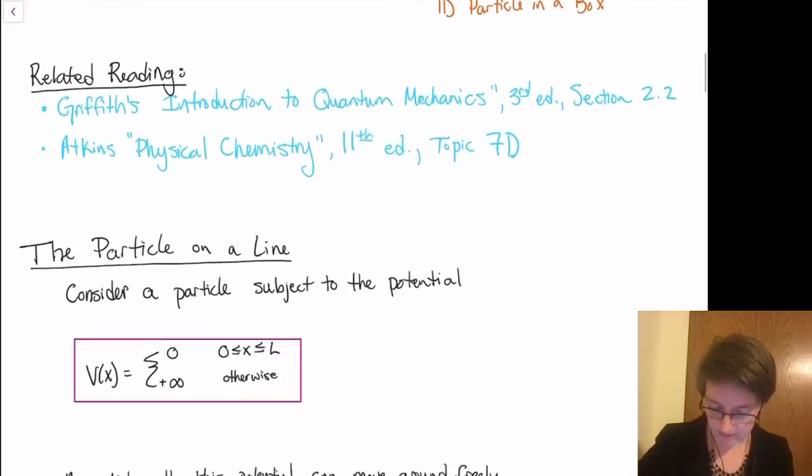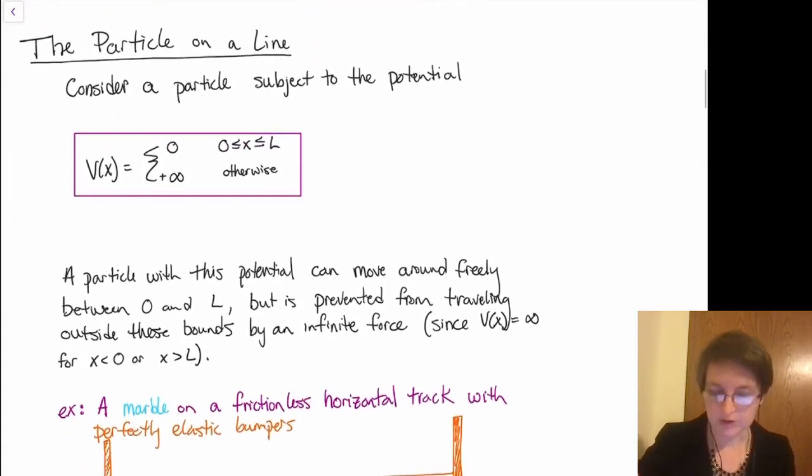So what is this particle on a line? We're going to introduce what may seem at first to be a fairly dry potential. We're going to consider an arbitrary particle, and its potential is going to be defined by the piecewise function V of x is equal to 0 if x is between 0 and some constant L. Otherwise, the potential is going to be equal to infinity.